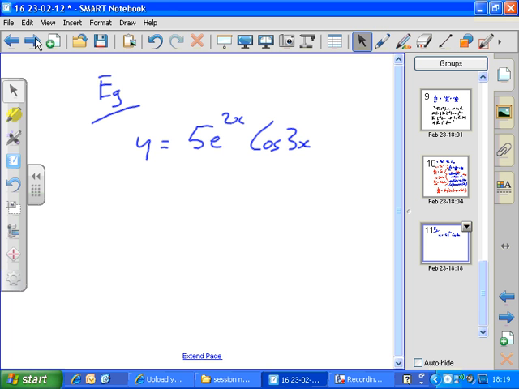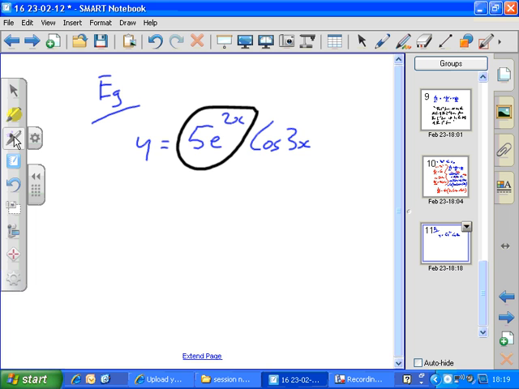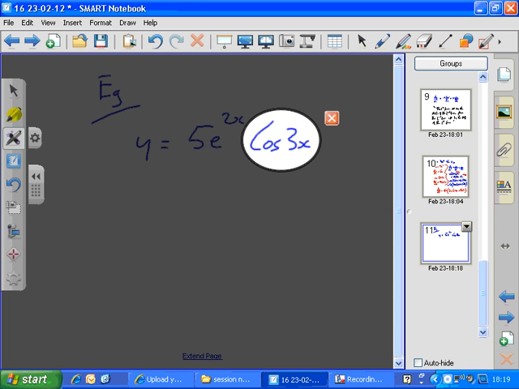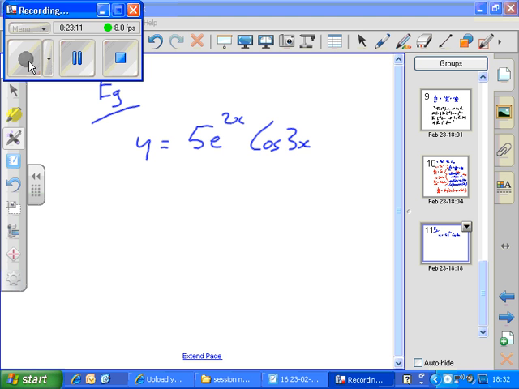Right, there's a function. Do I need to use the product rule? Yes, because I've got x appearing twice: one function involving x, an exponential function, and then another function involving x, the cosine function, and they're multiplied together. So check it out. And let's just have a look.